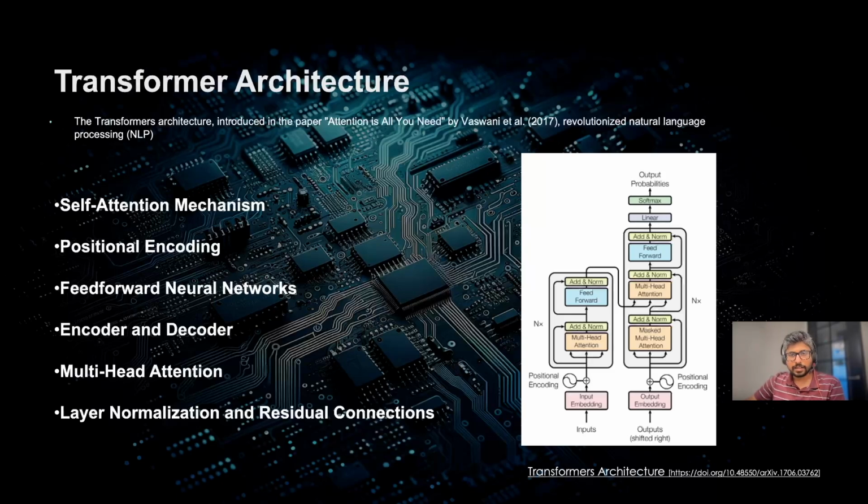The transformers architecture overcomes these limitations, and it was first introduced in the paper called Attention is All You Need by Vaswani and others. The key components of transformers are self-attention mechanism, positional encoding, feed-forward neural networks, encoder-decoder, multi-head attention, and layer normalization. Here is the transformers architecture picture from the paper that was published by Vaswani and others in 2017. This part is the encoder and this part is the decoder.